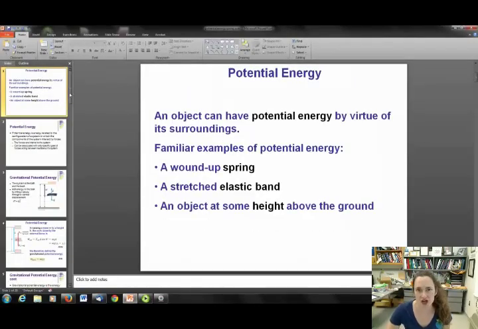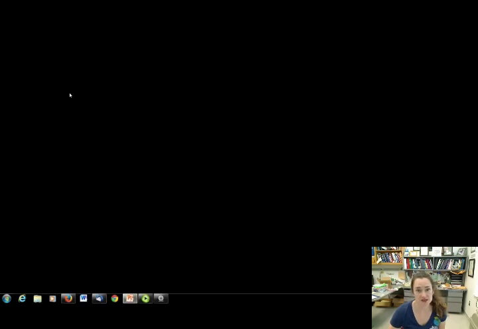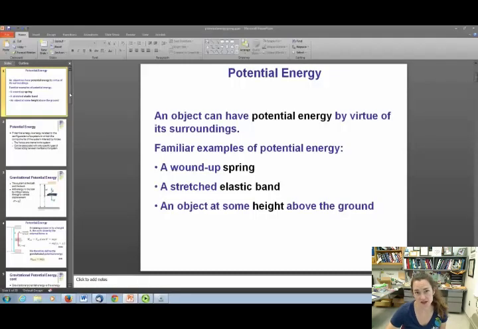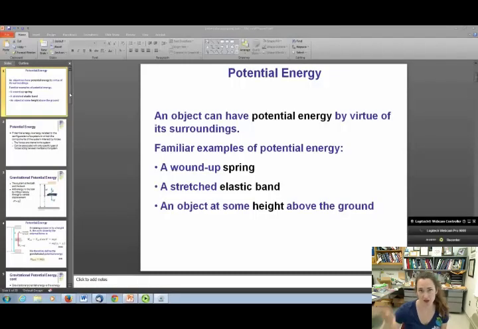So today I want to talk to you about potential energy and springs. First, let's discuss potential energy. An object has potential energy because of its configuration, its internal configuration, or its surroundings. Common examples of potential energy that are used in your textbook include wound up springs, stretched elastic bands, or objects placed at some height above the ground.